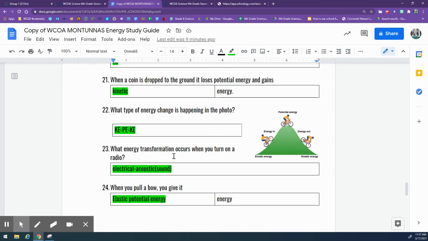23, what energy transformation occurs when you turn on a radio? That is electrical to acoustic or sound. And then 24, when you pull a bow, like a bow and arrow, you give it elastic potential energy.